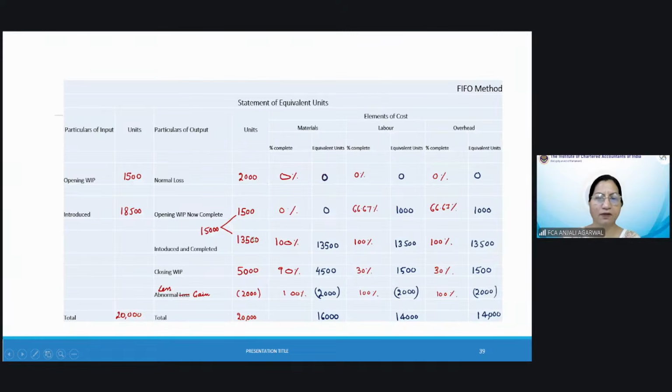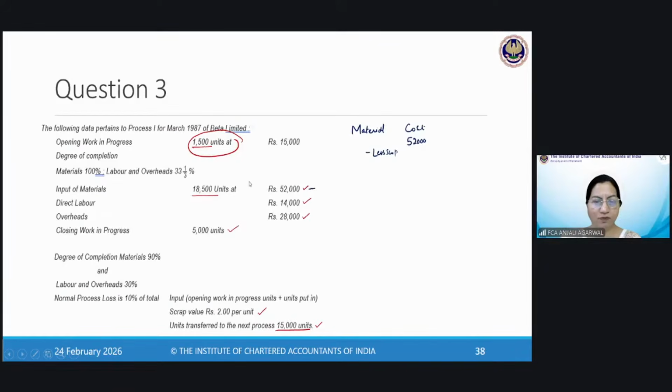2,000, right? Why? Because think about it, 20,000 units, 15 goes to the next process, and 5 are closing WIP. So we don't have any scrap, zero. However, it was expected to have 2,000 units of normal scrap, which would have sold at 2 rupee per unit. So here we go by standard, uniform. So what should have happened? 2,000 units at the rate of 2, 4,000 should have been recovered from sale of scrap. So the material cost is only 48,000.